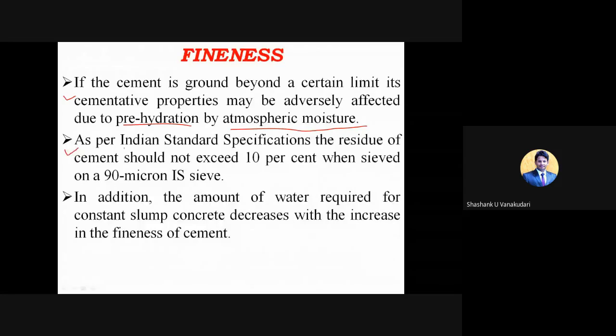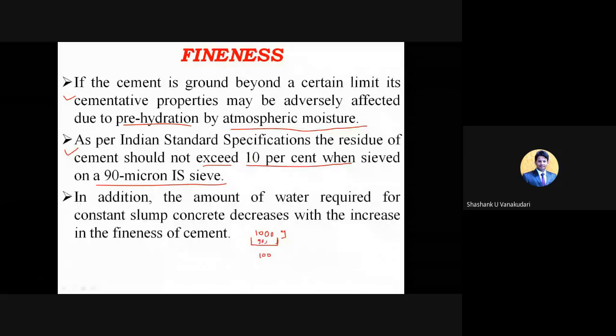So here, as per the Indian standard specifications, the residue of cement should not exceed 10% when it is sieved on a 90 micron sieve size. So what they are telling, as per the Indian standard code book, for 1000 grams of cement, for 1 kg of cement, you use the 90 micron sieve size, right? This is the 90 micron sieve size. When you pass this 1000 grams of cement through the 90 micron sieve, whatever particles remain on the sieve should not be more than 100 grams.